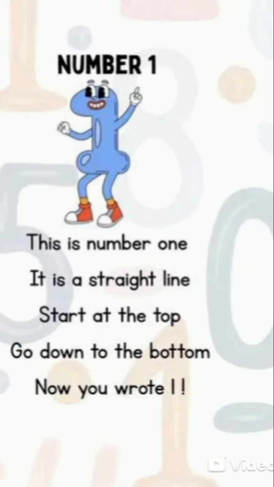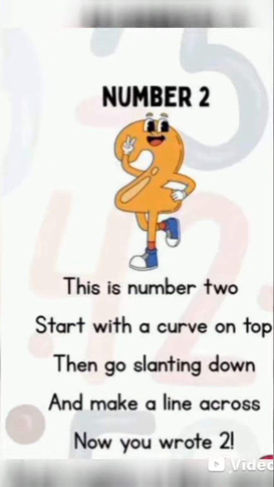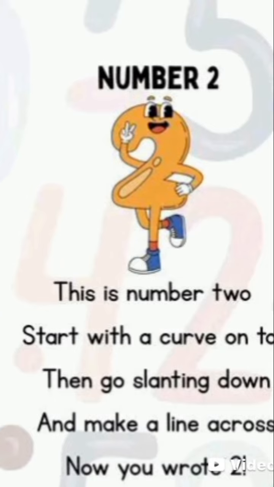Number 1. The number 1 is a straight line. Start at the top, go down to the bottom. Now you wrote 1. Number 2. Start with the curve on top, then go slanting down and make a line across.